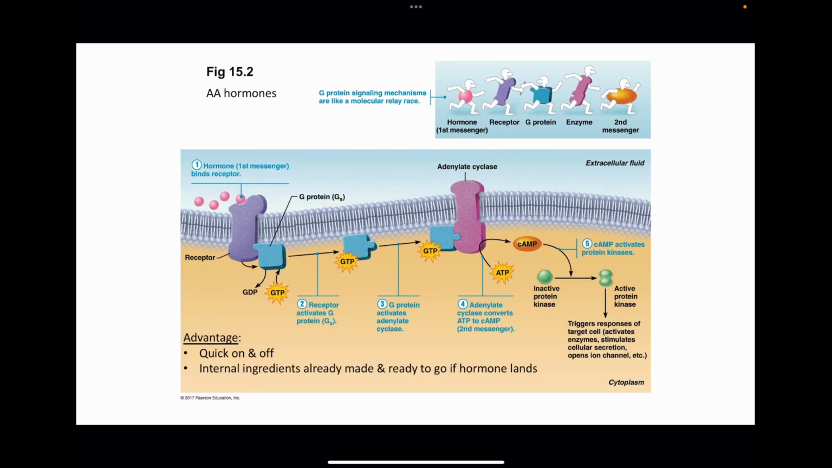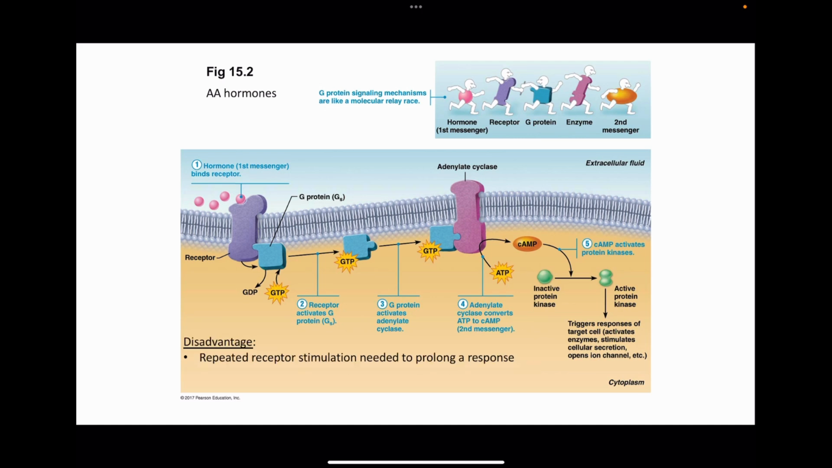So the advantage is it's a quick on and off situation here. That's an advantage. We can quickly cause this change to happen. The internal ingredients are already made and it's ready to go as soon as that hormone lands. So very quick response. The disadvantage, though, is that if we wanted a longer term response for this particular hormone, we'd have to keep producing that hormone and keep it binding in order to keep that response going, which is going to cost materials, going to cost energy. Okay? So it's a slight disadvantage to the system.